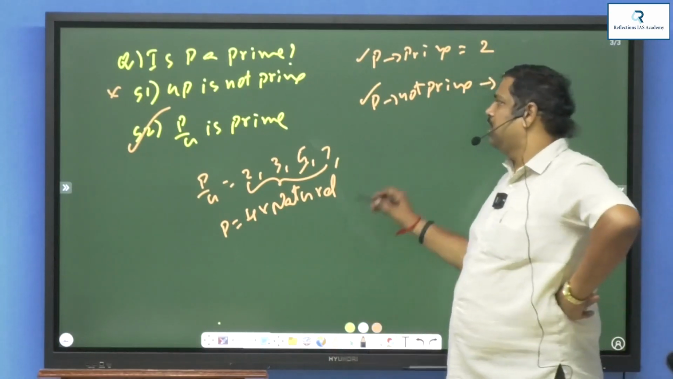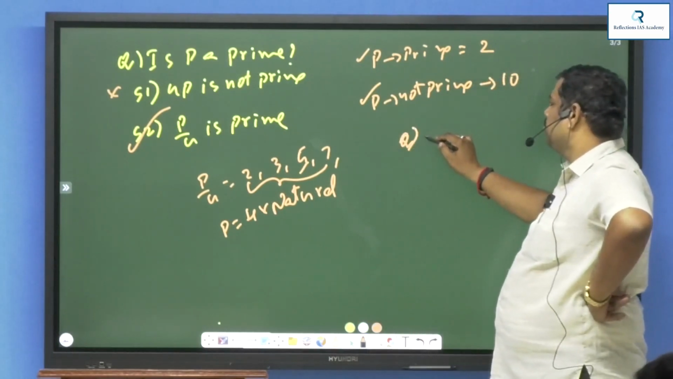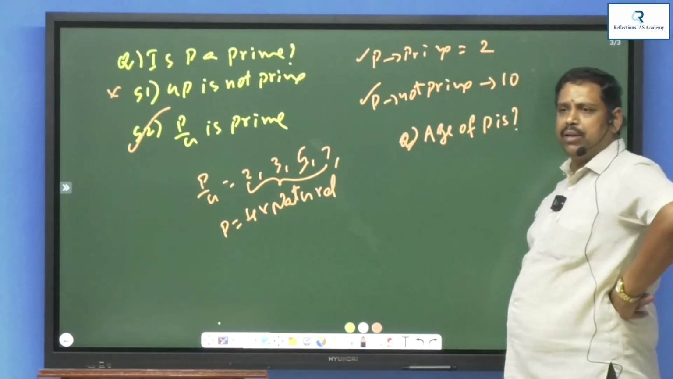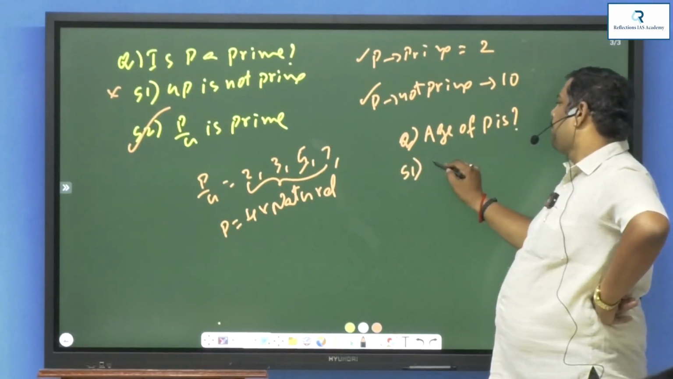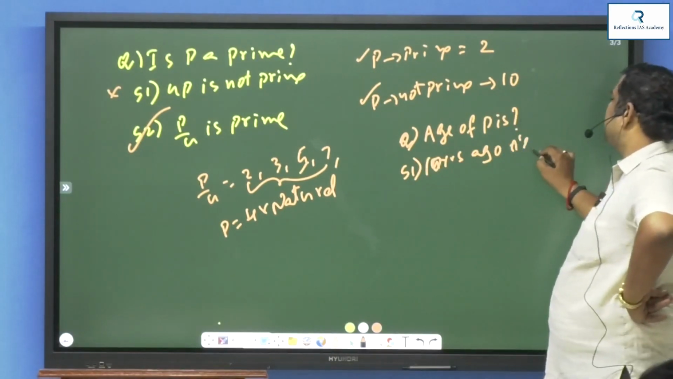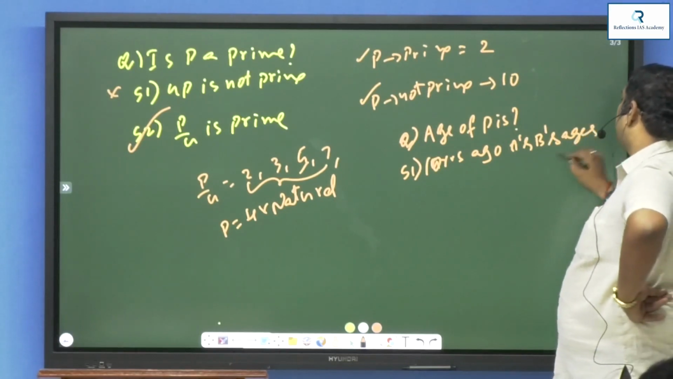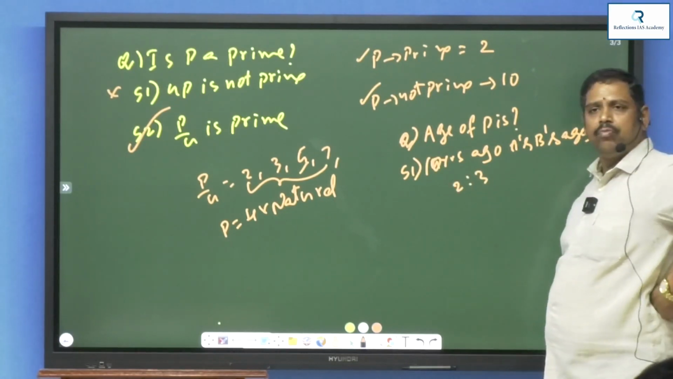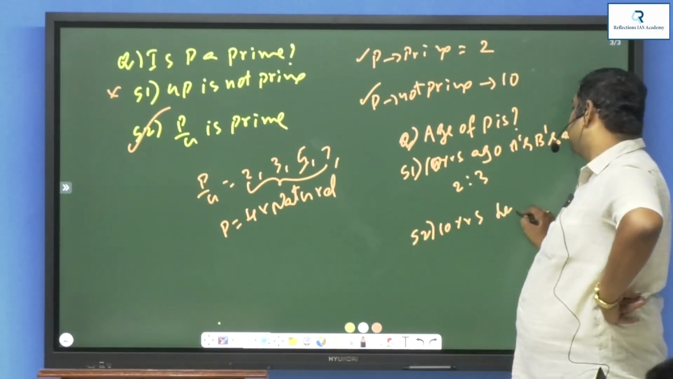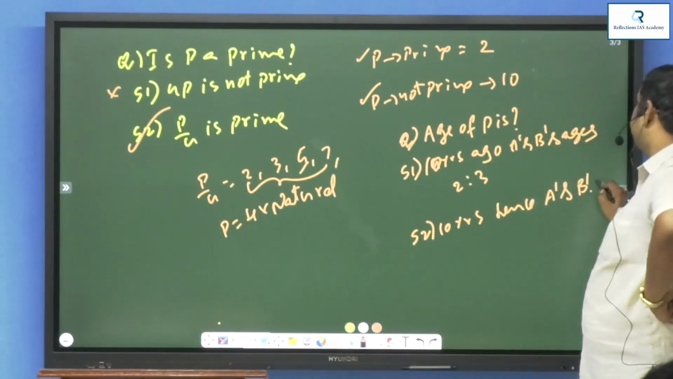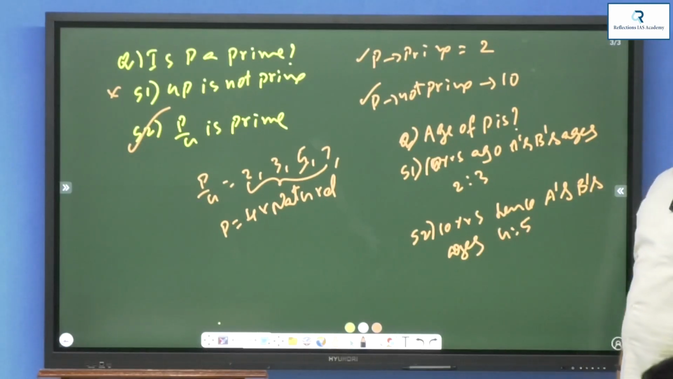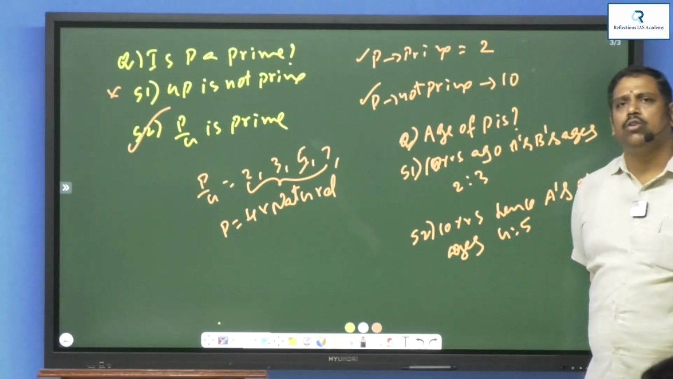Okay, suppose he can ask a question like this. Age of P is. What is asking? Age of P. Statement 1. 4 years ago, or 10 years ago, A's and B's ages are in the ratio 2:3. Statement 2. 10 years hence, A's and B's ages are in the ratio 4:5. Suppose he gave a data like this. Now you try it.